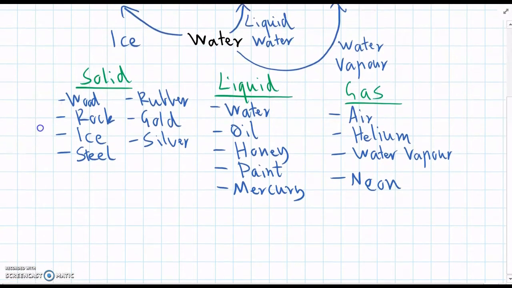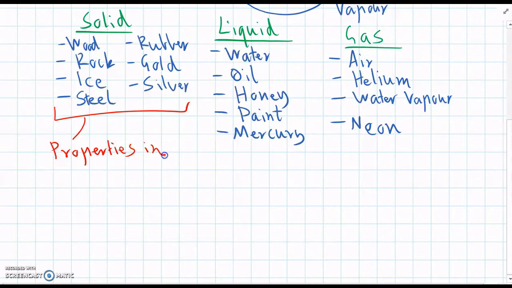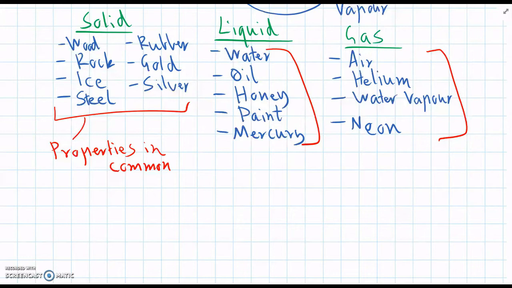So when we look at all of these different materials, solids, liquids, and gases, we can see that all of these solids have some properties in common. And we can see that all the liquids have some properties in common, and all of these gases also have properties in common as well. So now we will look at what are the properties that each state of matter has in common.